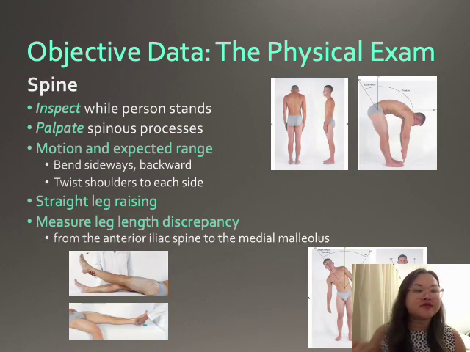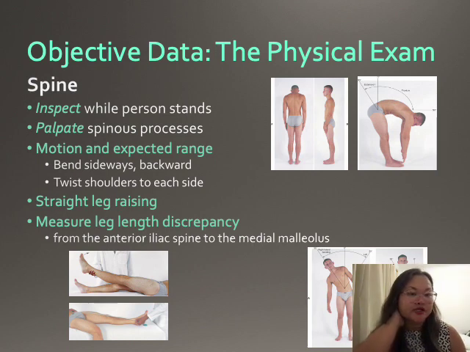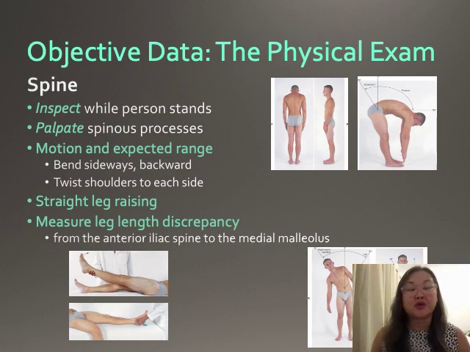And then finally, the spine: you're going to inspect when the person is standing. If you're in a clinic, you're going to make sure they're draped and the gown is open in the back so you can see their spine. If they are in a hospital setting, you might need to assess their spine only when they're sitting in the hospital bed, or maybe during linen changes when you have them on their side, depending on their mobility and the situation of your patient.